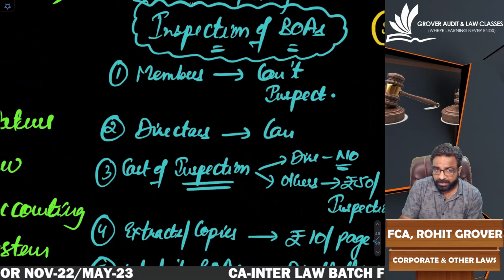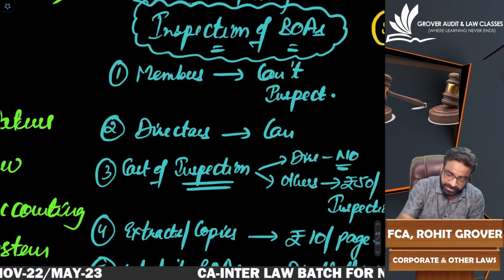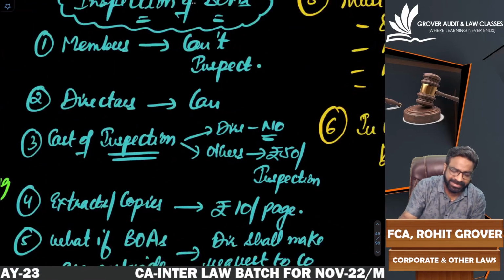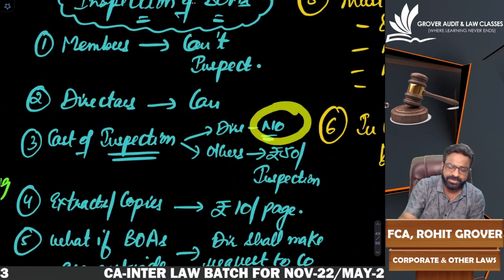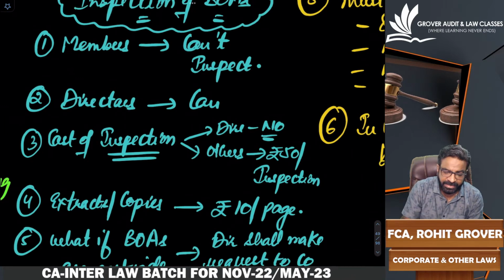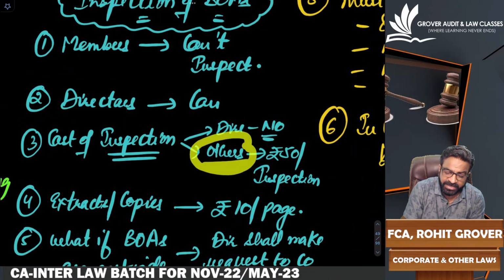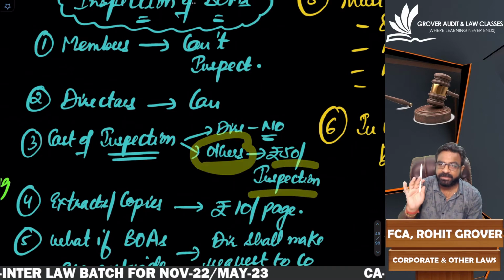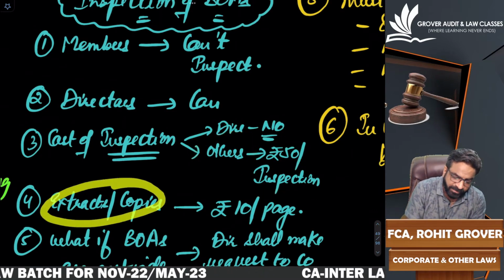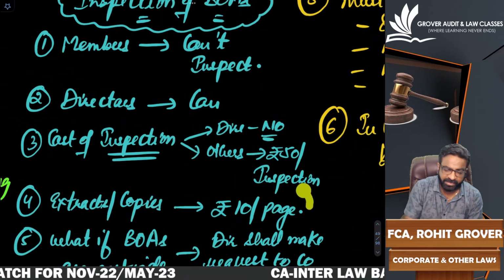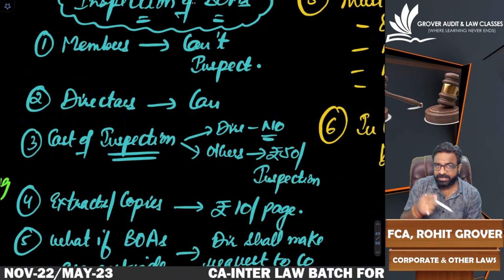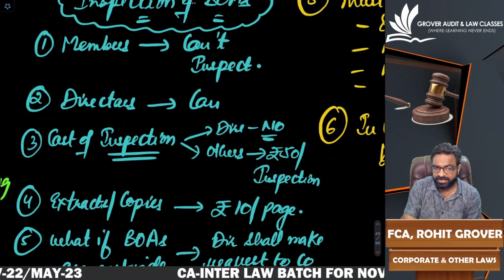Members and shareholders can't. And directors can. What is the cost of inspection? If the directors are going to inspect, is it any cost or free of cost? No cost. If the others are going to come and inspect, then 50 rupees per inspection. If directors want to take a copy of the books of accounts, free of cost. But if the others come, how much money? 10 rupees. Do you remember that we did the same rules in registers and returns also?